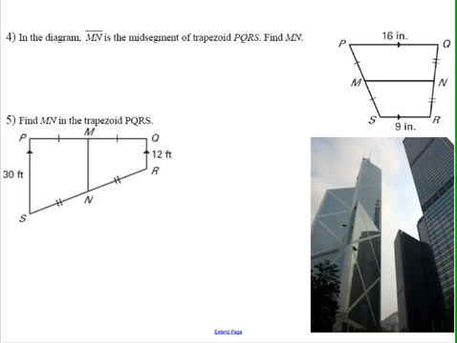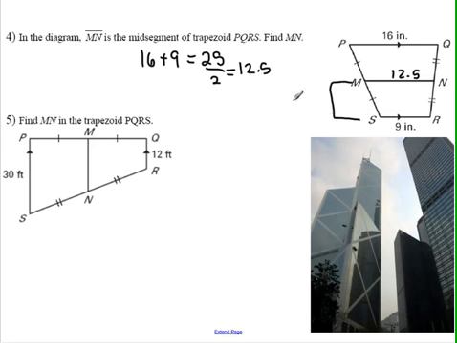Example number 4 says in the diagram, MN is the midsegment of this trapezoid. Find MD. So the idea here is I'm just going to add these two together. So 16 plus 9 is 25. I'll divide those by 2, and this midsegment should be 12.5. So this part's 12.5. So to get from 9 to 12.5, I'm going to add 3.5. And to get from 12.5 to 16, I'm going to add 3.5.